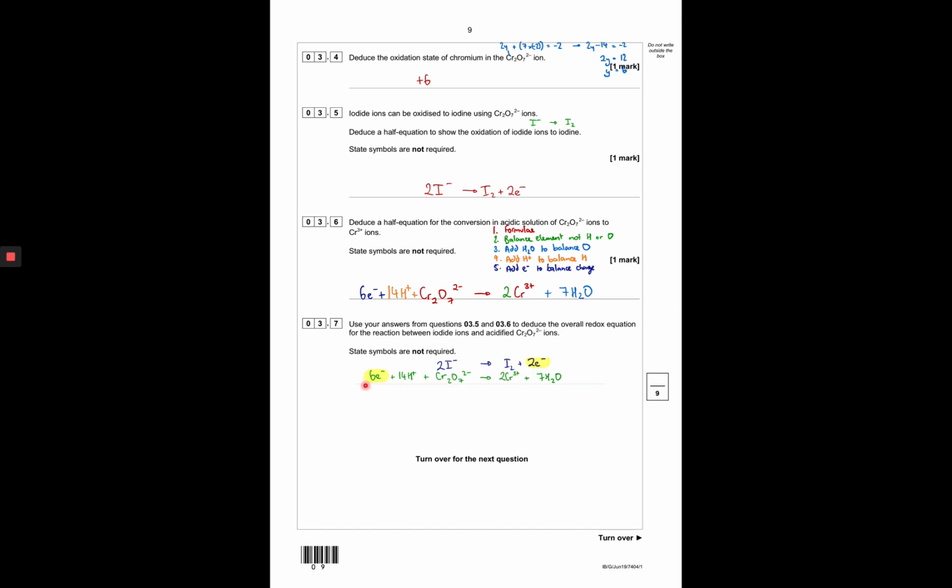We can see that there's 6 on the left and 2 on the right, so they are not going to cancel out. So what we will end up doing is we multiply the top half equation by 3. So it's going to be 6I minus goes to 3I2 plus 6e minus. And then when we add those two half equations together, the electrons cancel out. You would also cancel out any H+ ions and any water molecules if you could, to simplify it as much as you can, and then this is our overall redox equation.